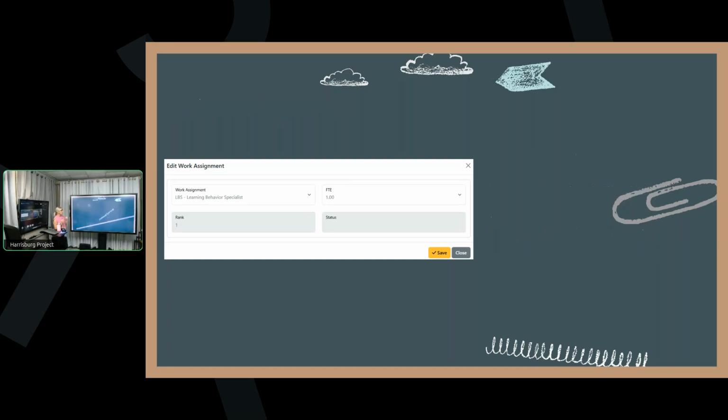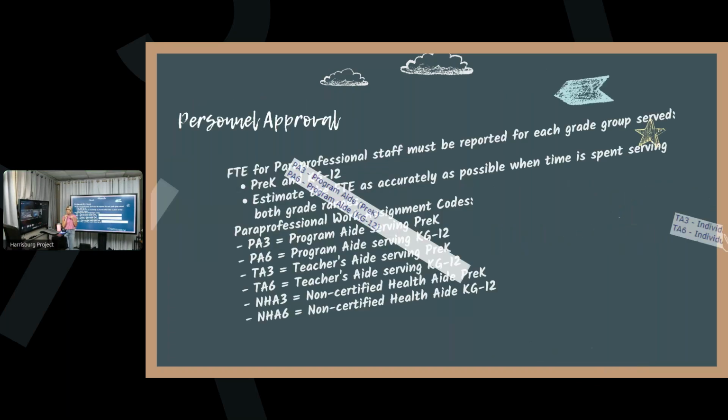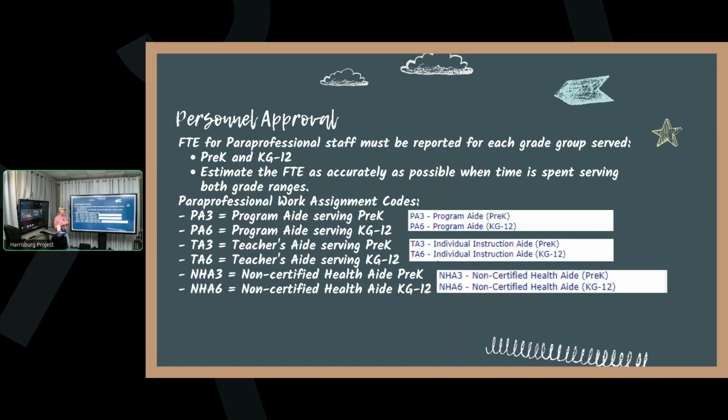So once you enter that work assignment, then you're going to be asked to enter in the FTE. So for most of these people that are full-time and work all year, you're going to select 1.0 from the drop down. For your paras, if they happen to split any of their time, or if they spend time in pre-K or K through 12, you're going to have to let the system know about that.